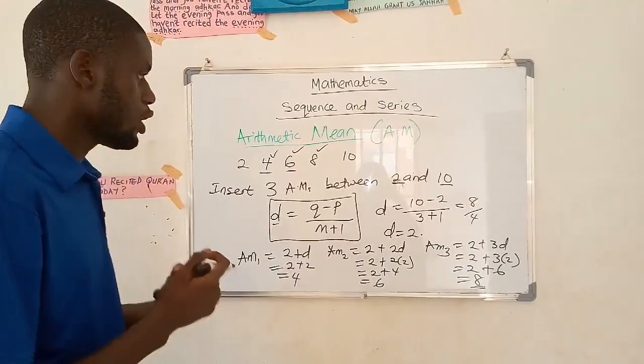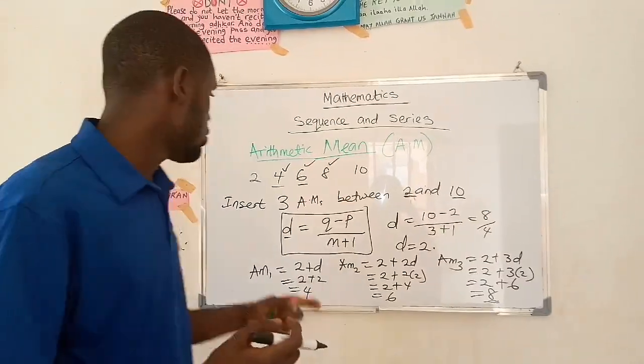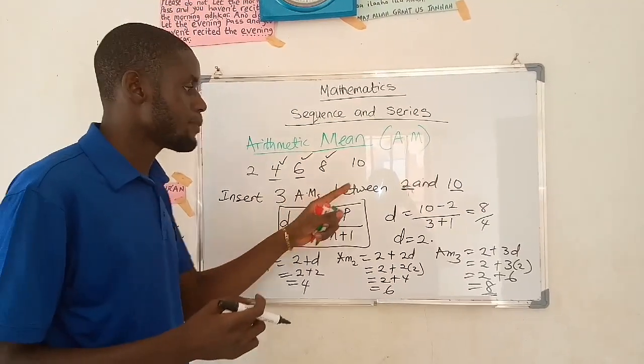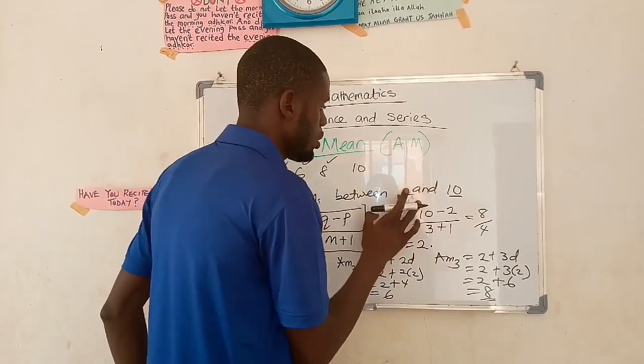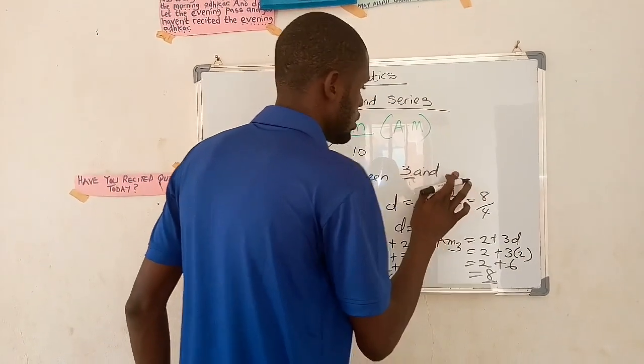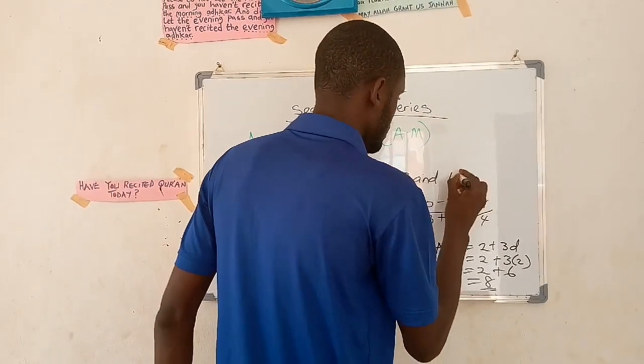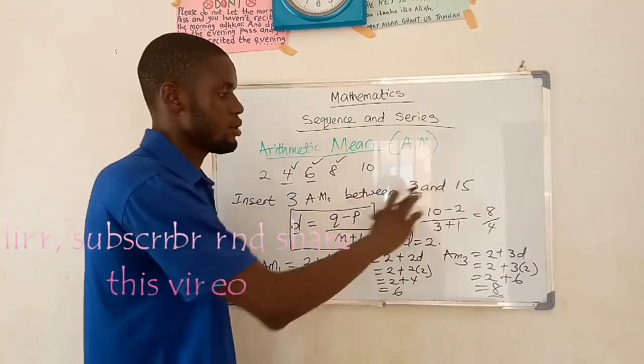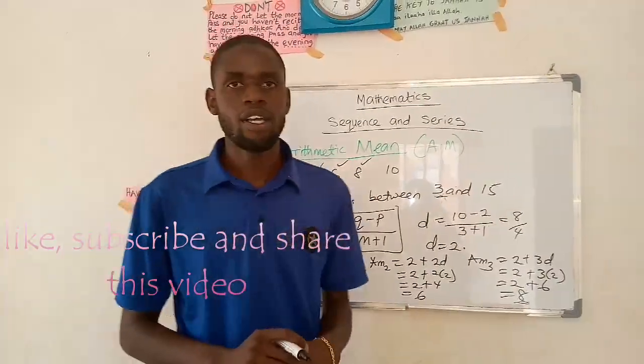So I'm going to give you a simple assignment. You are going to insert 3 AMs between 3 and, let's say, 15. 3 AMs between 3 and 15.